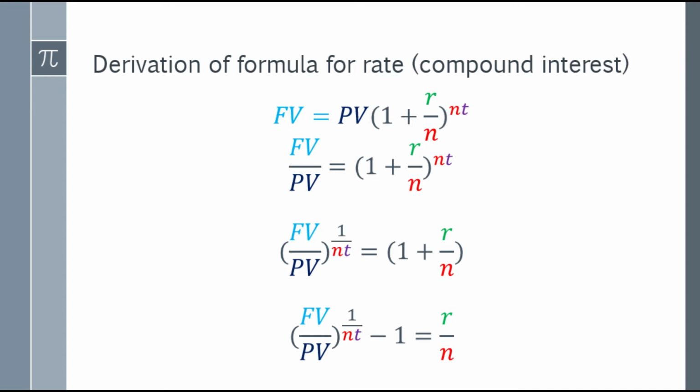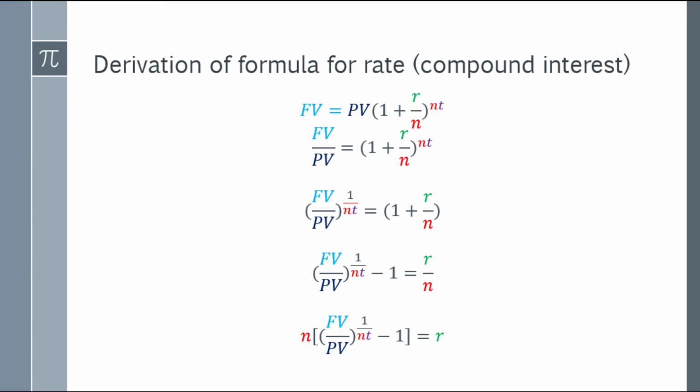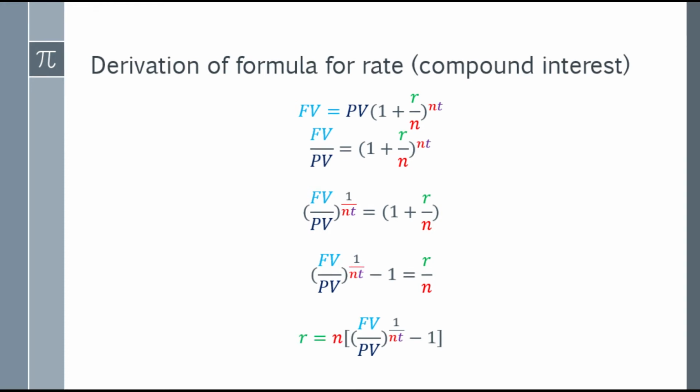And lastly, multiply both sides by N. So, mapapansin mo yung N, nasa kaliwa na siya. N times the quantity, the fraction of FV over PV. Exponent mo ay 1 over NT. At doon ka magmaminus ng 1. Okay? So, mapapansin mo yung sa parentheses muna at doon ka lang magmumultiply ng N. Is equal to R. Baliktarin ko lang yung equation. They have the same value naman. Baligtad ko lang. So, dyan ang galing yung formula for rate.